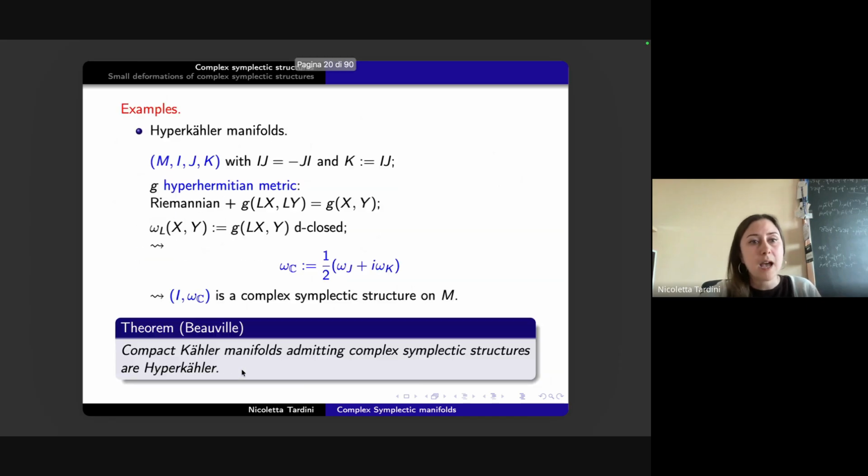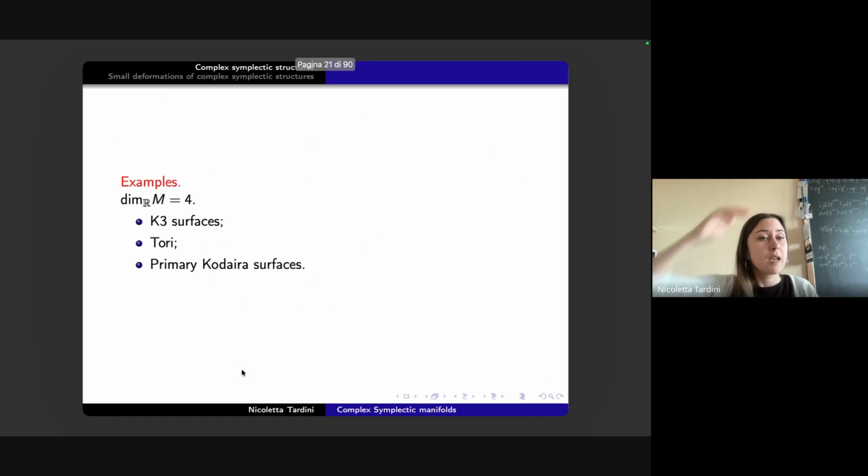Okay, but we have also known Kähler examples, of course. In real dimension 4, compact complex surfaces admitting complex symplectic structure are completely classified. In dimension 4, you can just have K3 surfaces or tori, so they are Kähler, or the only known non-Kähler example you have is given by the primary Kodaira surfaces.